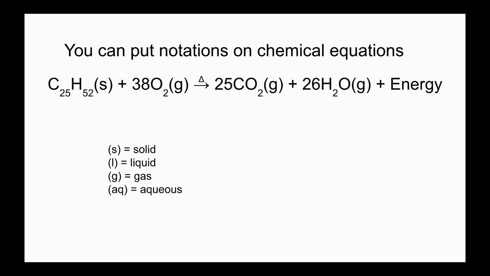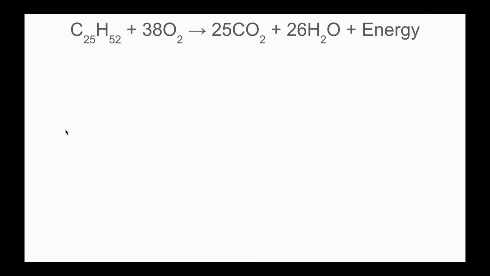Another symbol that you see is AQ, which means aqueous. I've heard it pronounced both ways. That just means that whatever that substance is, it's dissolved in liquid. Another thing you might notice is that there's a little triangle above that arrow. What that means is heat is needed for this reaction to happen. So in order for this to happen, you have to actually light the candle. Heat is needed for it to happen.